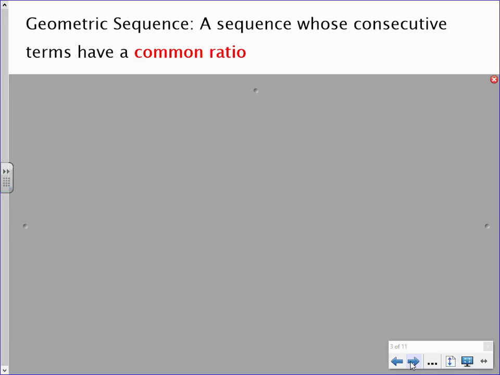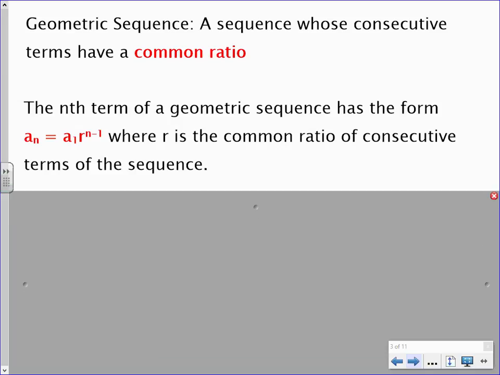Okay? Just like yesterday, we have a specific way we are going to write geometric sequences. If you have a sequence where you are multiplying by the same number over and over and over, we can go ahead and use this explicit definition to write the rule.